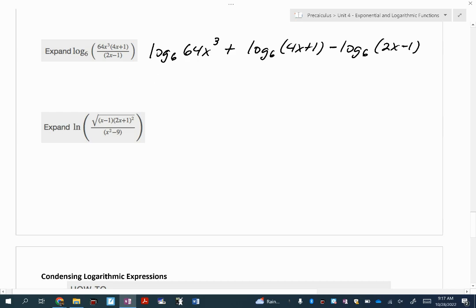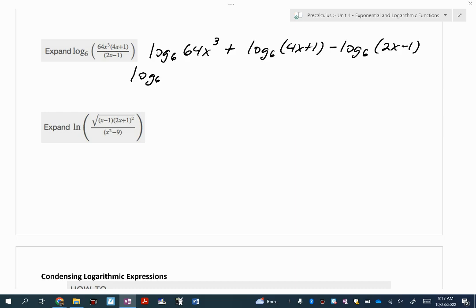So let me just say one thing before I get too far down this road. What I'll see students do is they'll move that 3 in front, but you can't do that yet, because that 3 on the x cubed is only with the x. So it would be incorrect now to use the power rule.